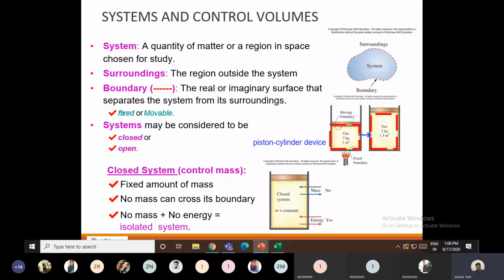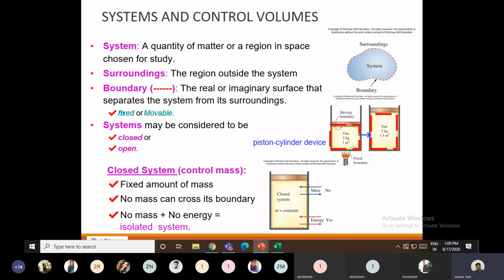Outside the system is the surrounding, which is generally the atmosphere. In case of most thermal devices, they are directly exchanging energy with the surrounding. Take the example of a refrigerator, it is rejecting heat to the surrounding. Motorcycles, again, are rejecting heat directly to the surrounding. So the motorcycle is a system and the atmosphere is the surrounding. And a real or imaginary surface which separates the system from the surrounding is a boundary.